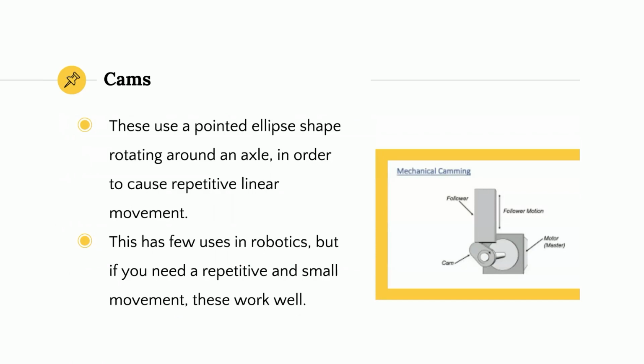Cams. These use a pointed ellipse shape rotating around an axle in order to cause a repetitive linear movement. This has few uses in robotics, but if you need a repetitive and small movement, these work well.